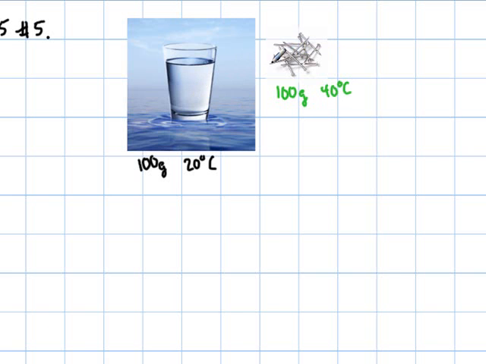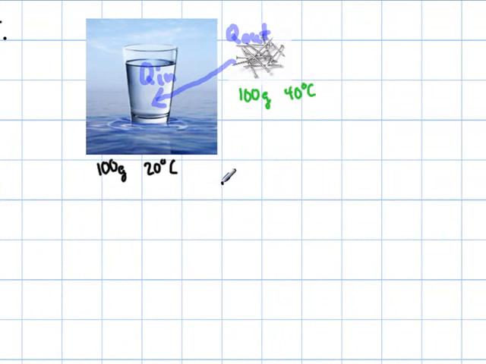So heat will flow from the nails into the water. So heat will flow out of the nails, we call it Q out, and heat will flow into the water, we call it Q in. Those two numbers are going to be the same. I'm going to use black again. So Q in into the water equals the heat out of the nails.